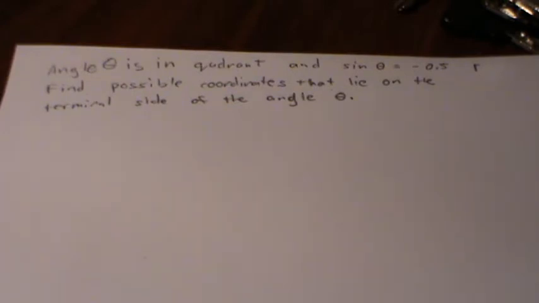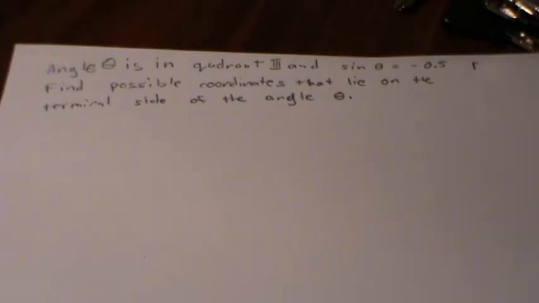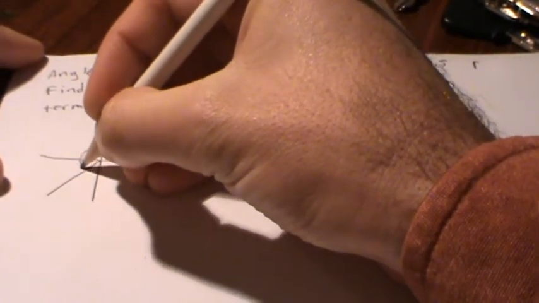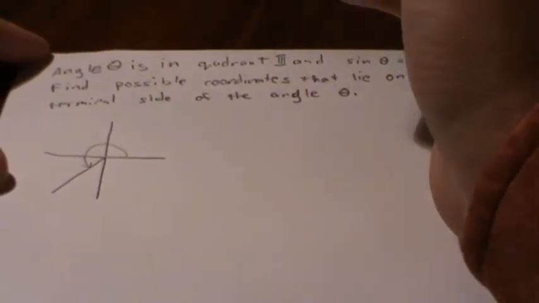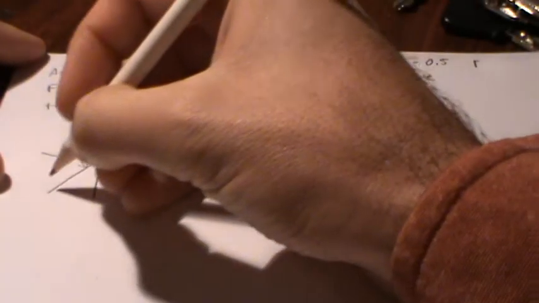This first one is: angle theta is in quadrant, oops, I didn't write the quadrant, 3, and sine of theta is negative 0.5. Find possible coordinates that lie on the terminal side of the angle. So first of all, we have to notice that the given information tells us that the angle is in quadrant 3. Okay, so this would be our angle theta.